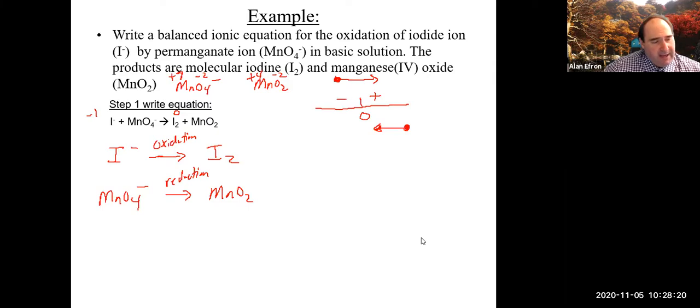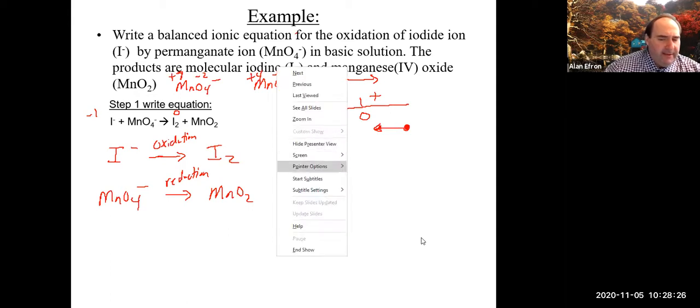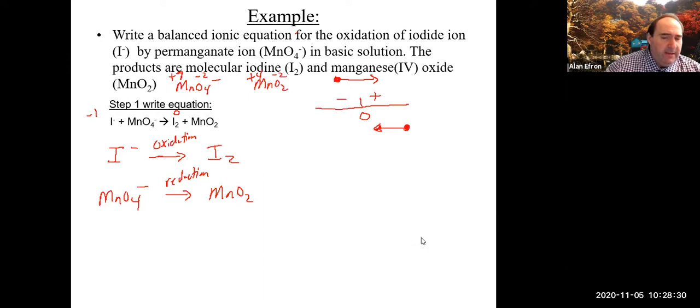And again, it's good to have that in your head. That way, when you get to the part where you add the electrons, you know which sides you should be adding those to. That also means here our I minus, which is going through oxidation, would be our reducing agent, and our MnO4 minus, which is going through reduction, would be our oxidizing agent in this particular case.